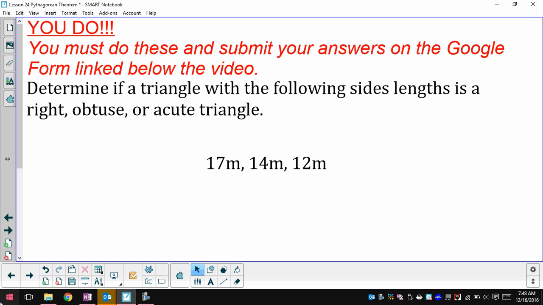So I've got one you-do for you. Use the three examples we did in the lesson to help you. You're just giving me a one-word answer. Is it right? Is it obtuse? Or is it acute? Make sure you submit your answer on the Google form, and I'll answer questions in class.